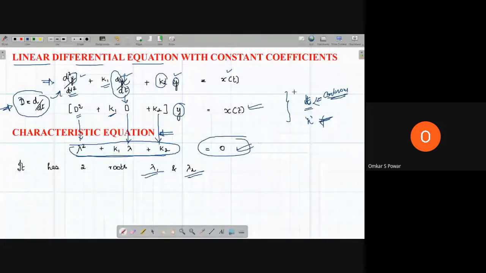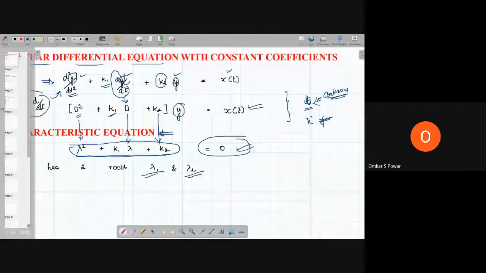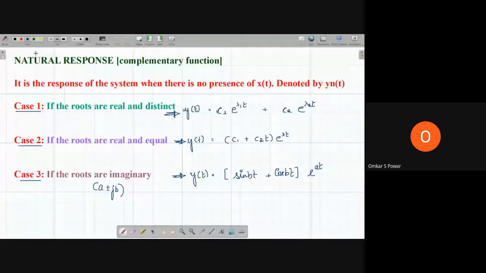In mathematics you have learnt something called the complementary function. That one I will refer to here as the natural response of the system. So what is this natural response of the system? It is the response of the system when there is no presence of x of t. What does no presence of x of t mean? We will go back to the previous slide.